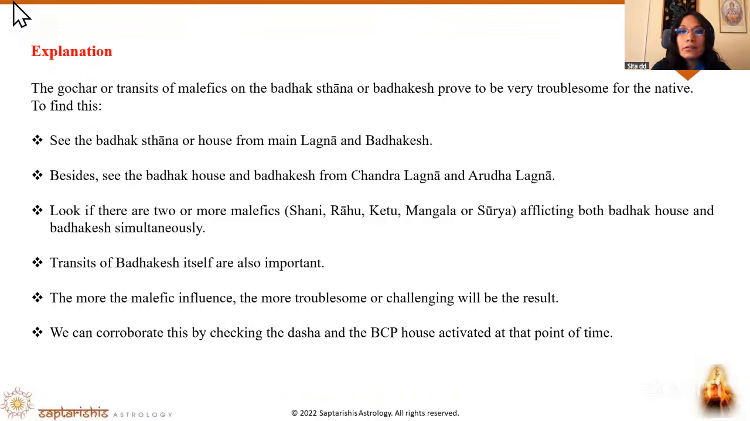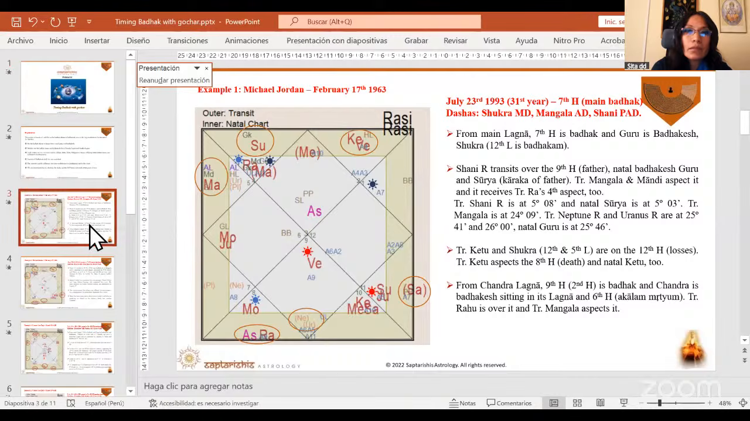I think it's not advancing. Can you see the chart?